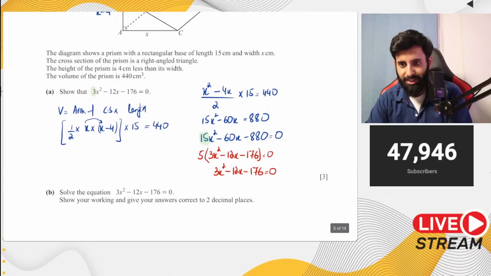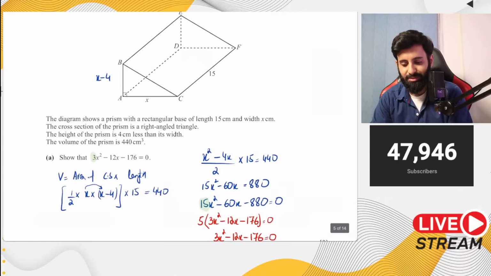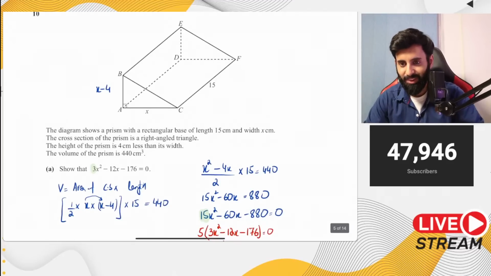So what does the dotted line show? It shows that it's a 3D shape. Okay.